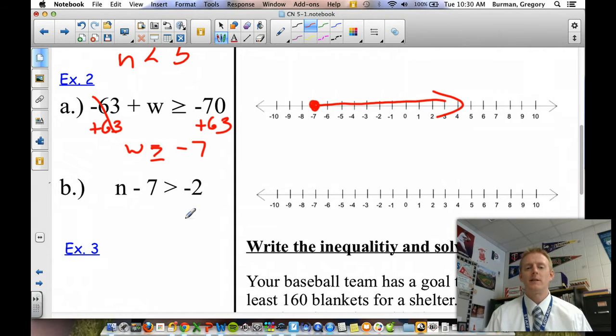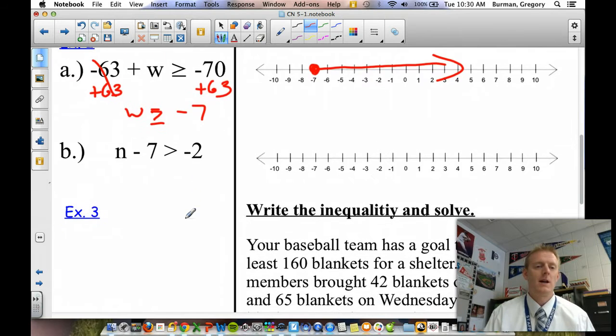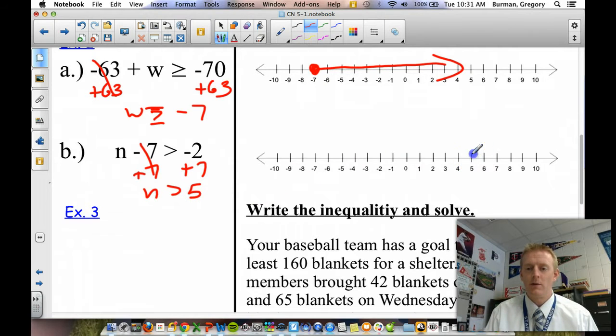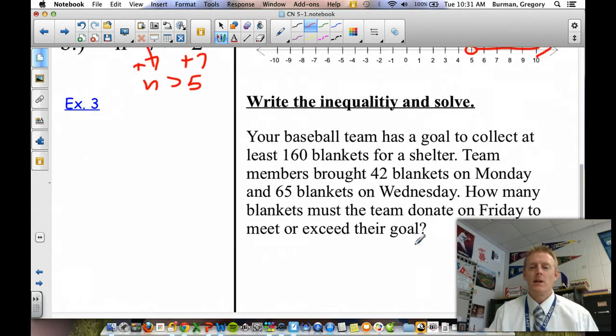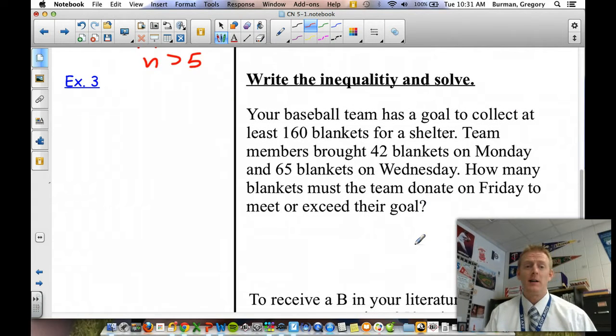Okay, so the process here has been fairly simple so far. Part B of example 2, again, to get n by itself, we do plus 7 to both sides. n is greater than 5. So here we go to 5, open circle, greater than, shades to the right. Now hopefully you're finding this as easy as I'm expecting you to.